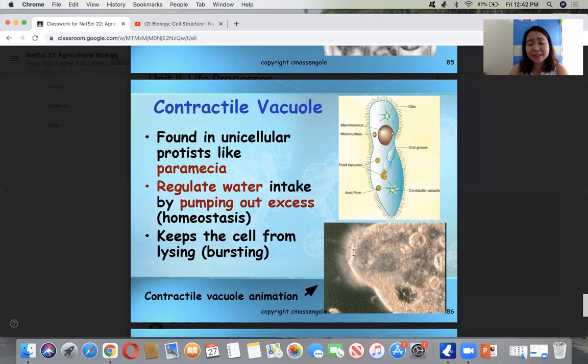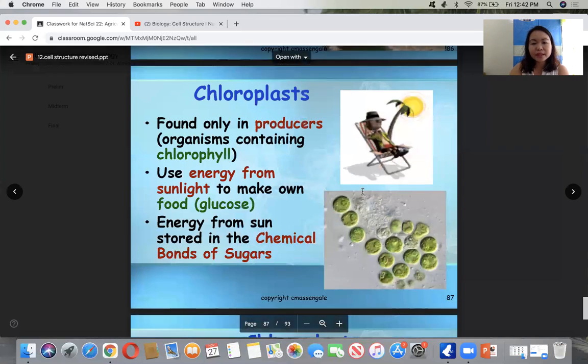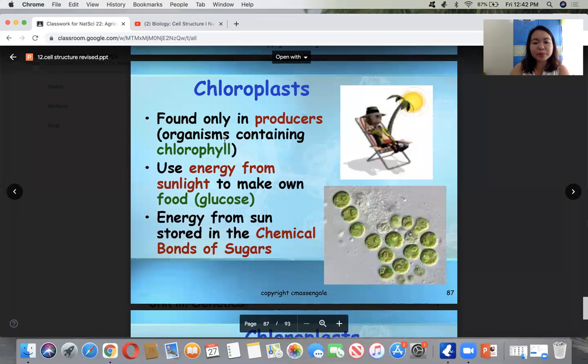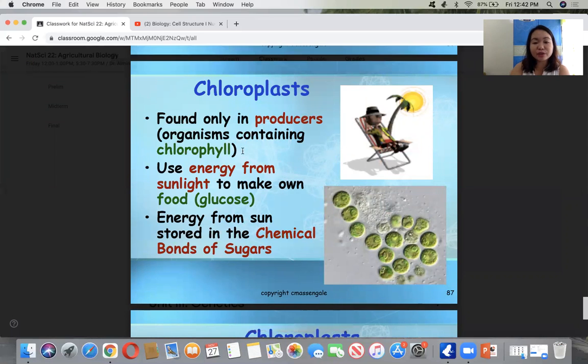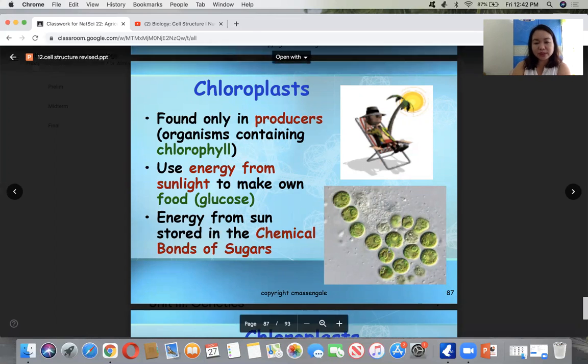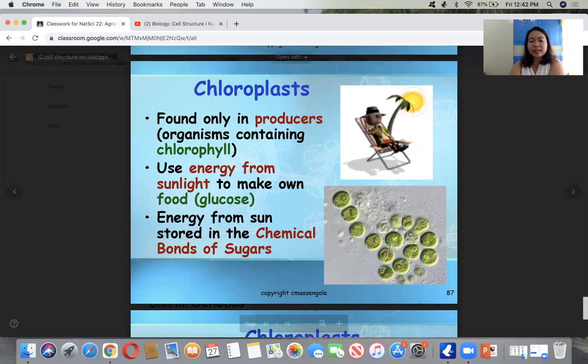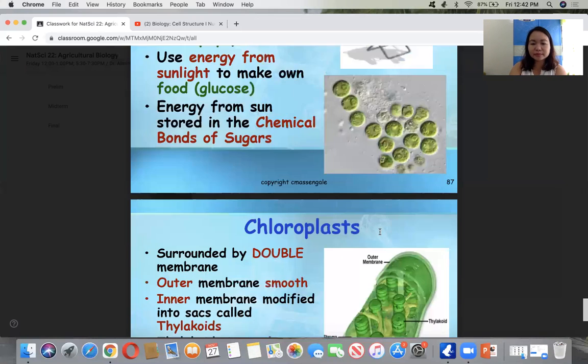So you can see this when you open it on a PowerPoint presentation. Chloroplasts are found in producer organisms containing chlorophyll, definitely in plants. They use energy from sunlight to make their own food, glucose. Energy from the sun is stored in the chemical bonds of sugar.